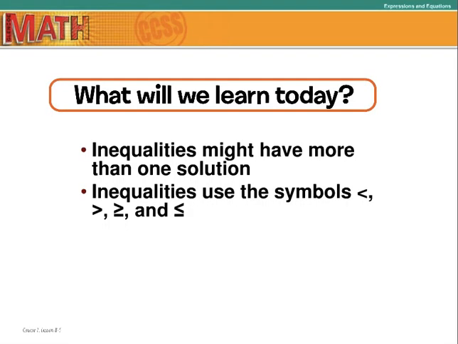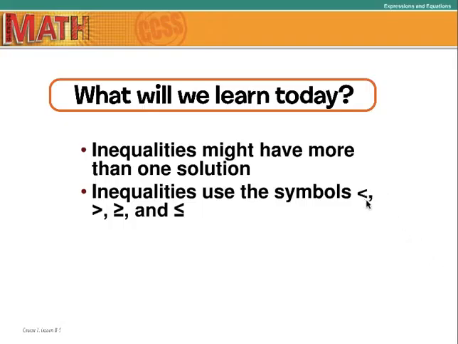So today we're going to learn about inequalities, and they might have more than one solution. Inequalities use the symbols less than, greater than, greater than or equal to, and less than or equal to. When it has this little line underneath it, it means or equal to. So it could be greater than, or it could also be equal to in the answer. So don't let that worry you. We'll talk about it a little bit, and hopefully you will understand quickly.